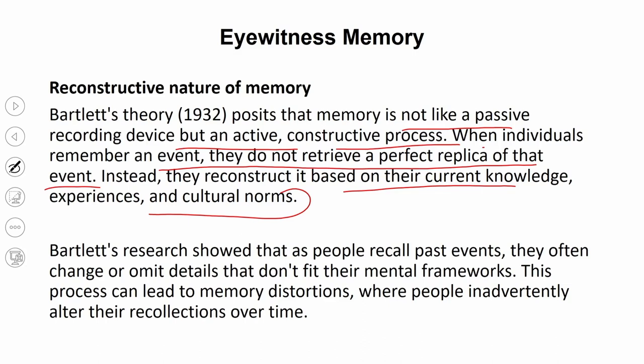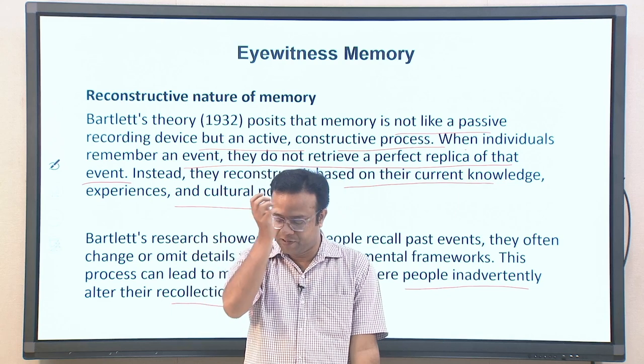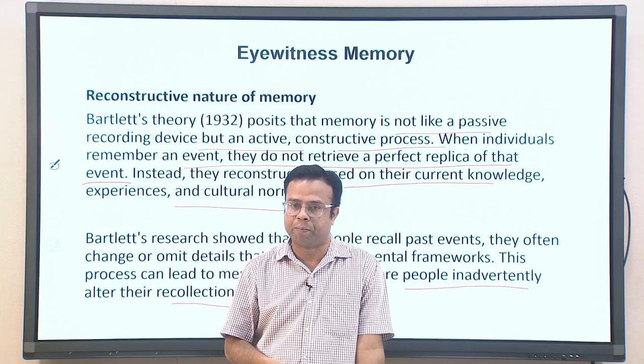Bartlett's research shows that as people recall past events, they often change or omit details that do not fit with their mental framework. Whatever does not fit with their mental framework or belief system, they will delete and add something to fit with their mental framework. This process can lead to memory distortion. So, memory can be distorted, not an exact replica, and whatever exactly happened may not be reported, where people inadvertently alter their recollection over time. With the passage of time, people change the whole thing that they have seen. That is called the reconstructive nature of memory.